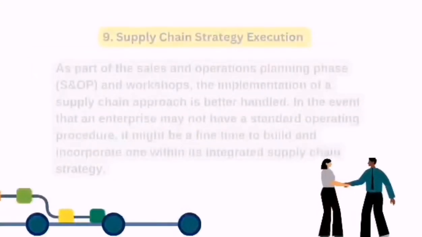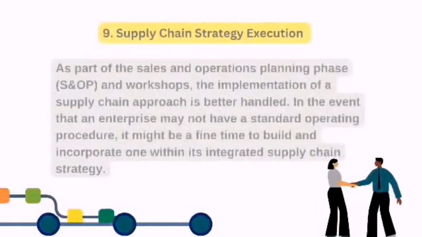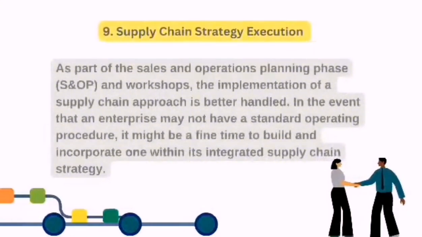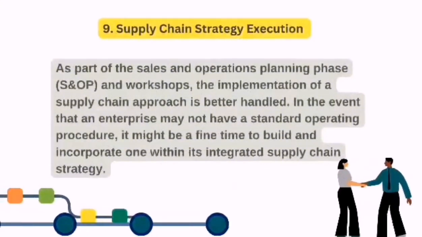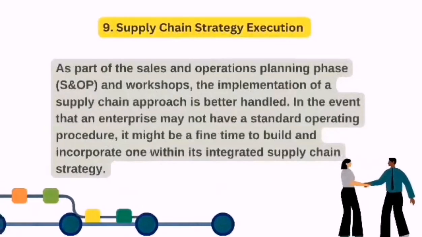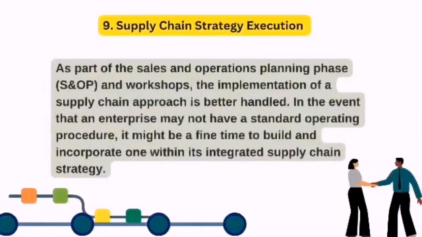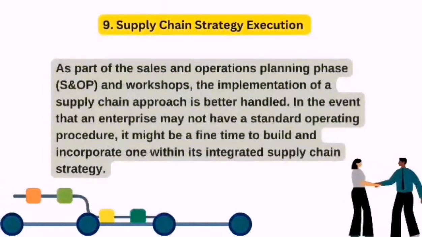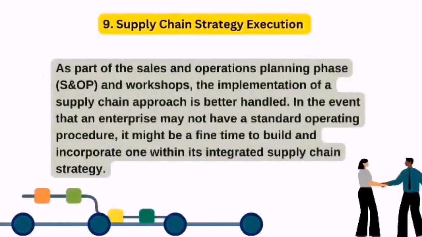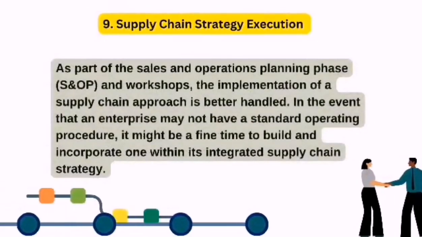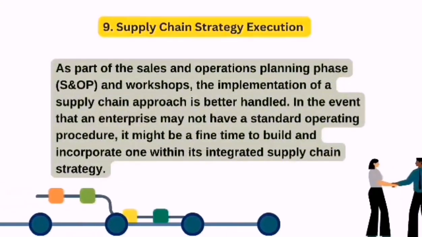Supply chain strategy execution involves turning a company's supply chain strategy into action to meet business goals. It includes aligning operations, processes, and resources across various functions like procurement, manufacturing, and distribution to ensure efficiency, reduce costs, and improve customer satisfaction. Effective execution requires collaboration, technology integration, performance monitoring, and adapting to market changes to ensure the strategy delivers the intended results.